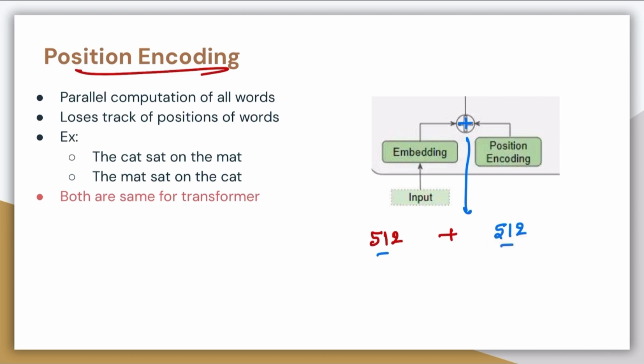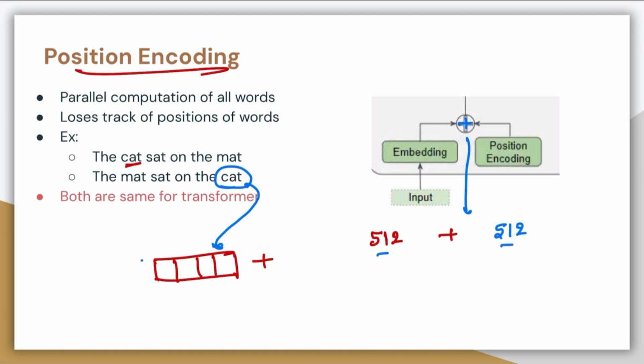What is the purpose of this? It should capture the position information. This particular 512-dimension vector should capture the position information of that particular word. Suppose I took the word cat. Now the cat embeddings might look the same here and here, okay?